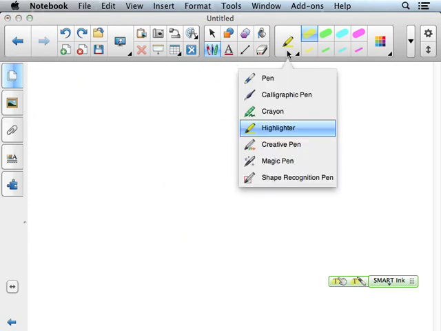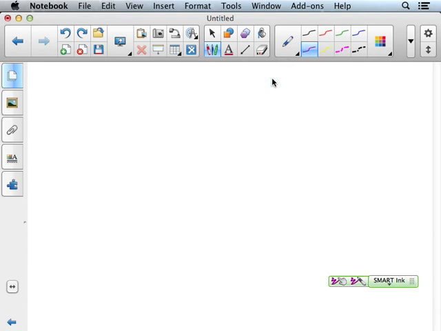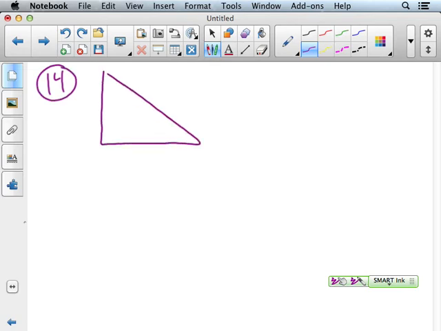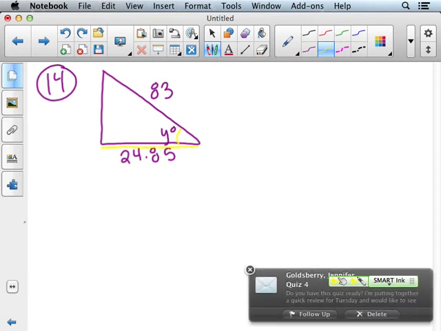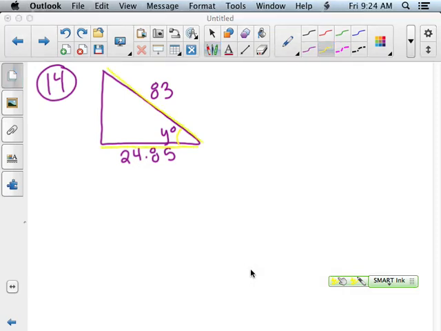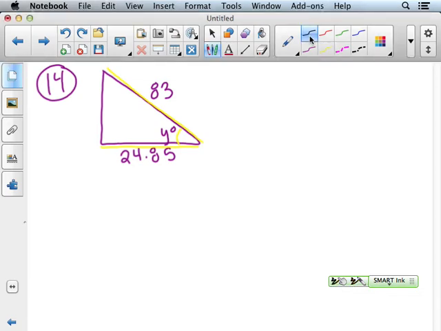Next. Solve for y. These are easy problems. These are fun. So this is 24.85. This is y degrees, 83. So I need to think in relation to this angle y. I'm given my adjacent and I'm given my hypotenuse. So I need to say this is adjacent over hypotenuse, so CAH, it's cosine. So cosine of y degrees equals 24.85, that's my adjacent, over my hypotenuse.